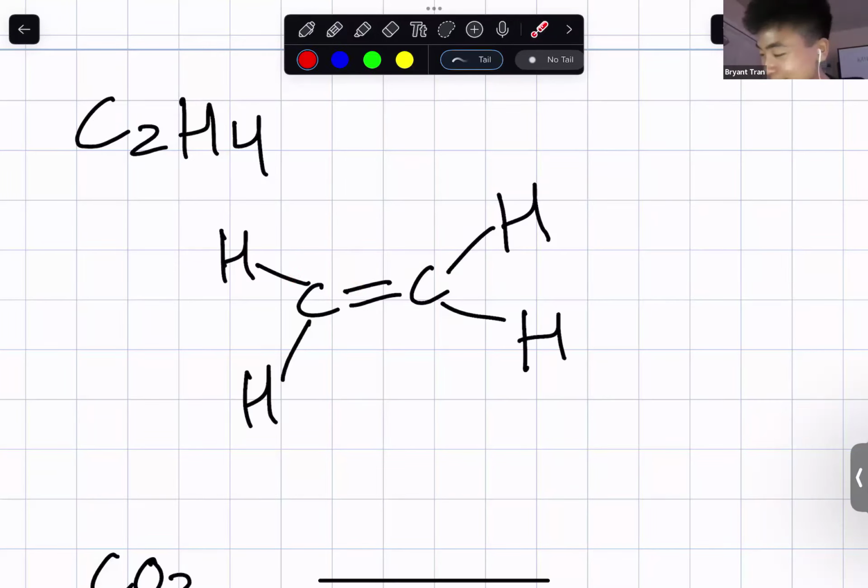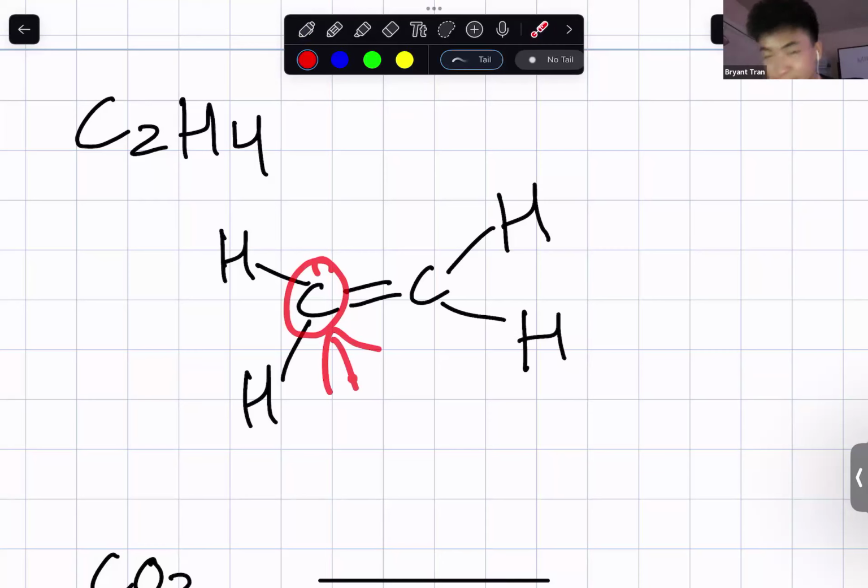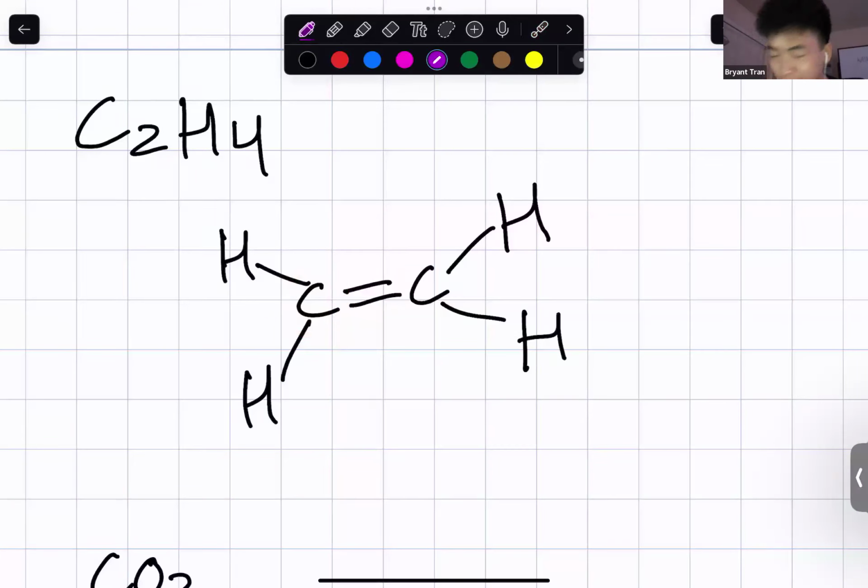Do you remember the geometric shape, the hybridization, and the bond angle of this carbon right here? You can start with the hybridization. Is it sp, sp2, or sp3? We haven't gone over this yet, but I just want to see where you're at, Amanda. Let's see, for just this carbon right here, I think it's sp. So sp is going to have two bonding groups, right?